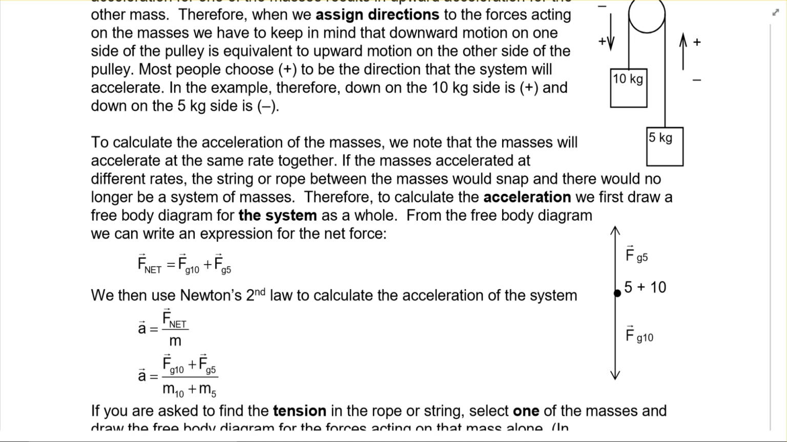We are going to assume when these things accelerate that they are accelerating at the same pace, right? That the acceleration of this 10 kilogram mass going down is the same as the one going up. If they weren't the same, then the rope would snap, right? They have to be the same.